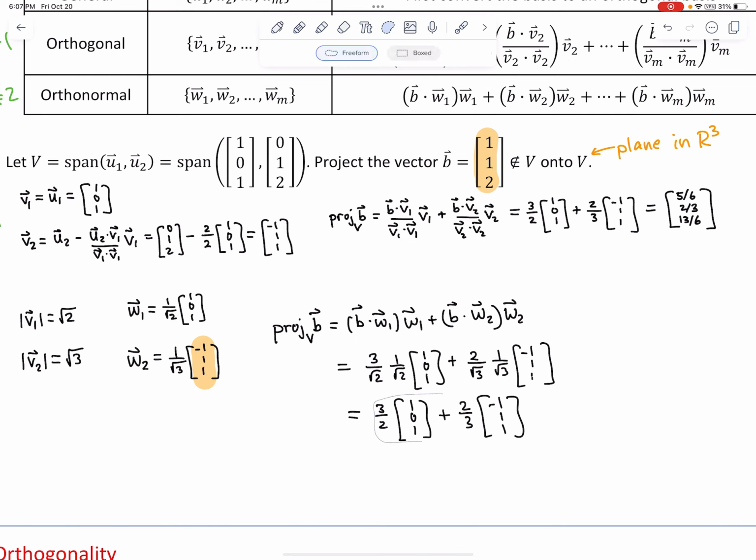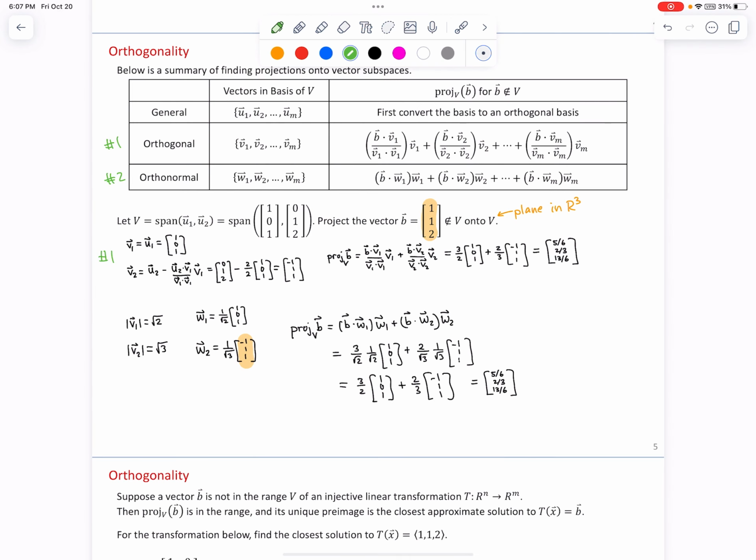And so you see that this construction right here is the exact same construction that we saw up here, so naturally we get the same result. And this was using method 2.